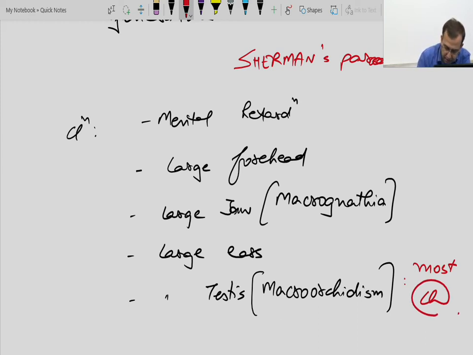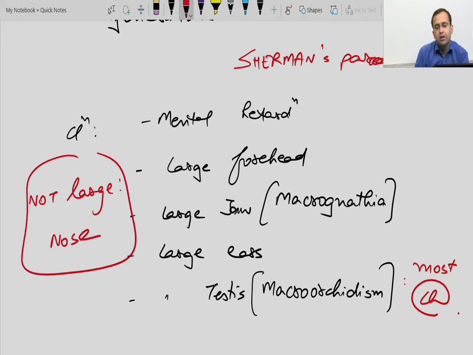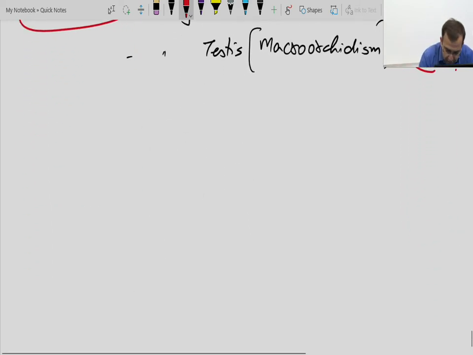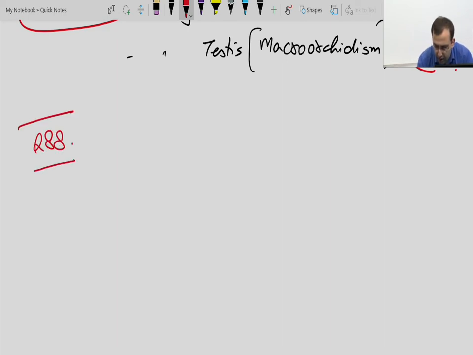Next point, repeatedly asked, what is not large? The nose of the patient is not large. So just touch it once and you will forever remember it. Done. This is Fragile X syndrome, trinucleotide repeats. Next, this gets us to the next question, that is question 88.